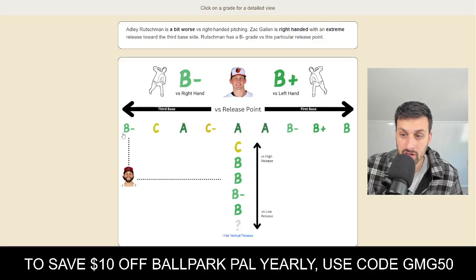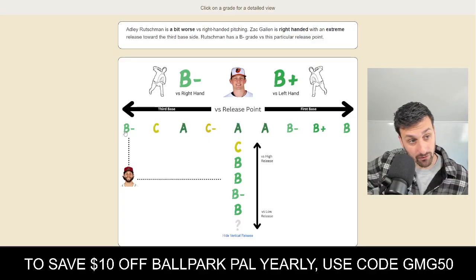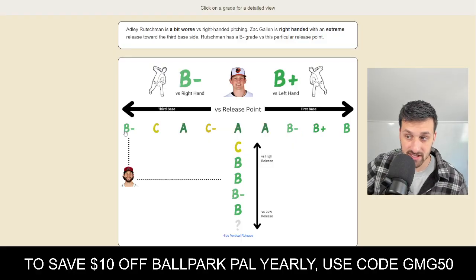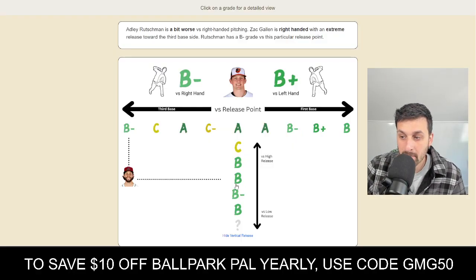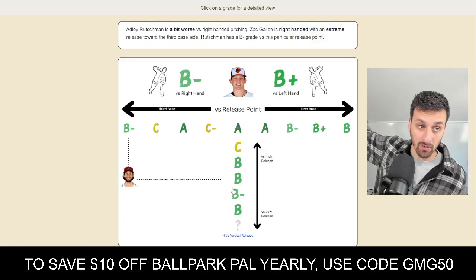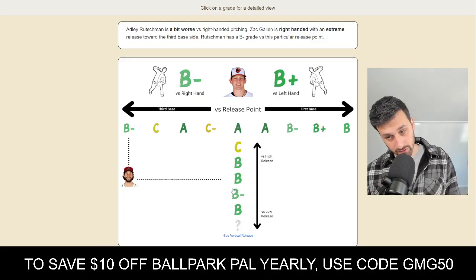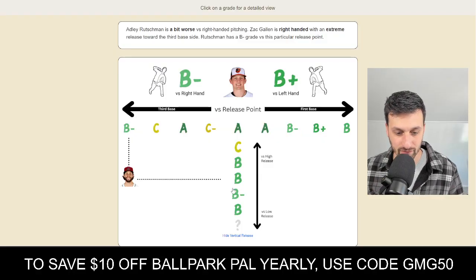So Zach Gallen throws the ball really far out to the third baseline, and it's kind of a medium release. It's not super high out to third base. It's not super low out to third base. Like who's that guy for the Phillies?